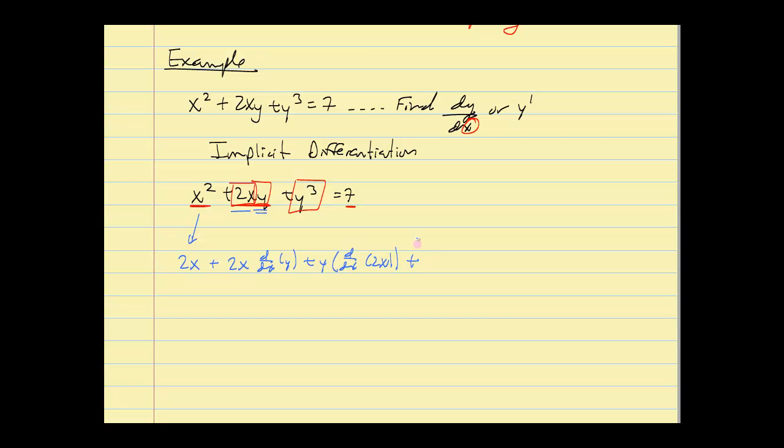Okay, the derivative of y cubed is 3y squared, but I just took the derivative of y with respect to another variable. So if you want to look at it like this, I'm actually using the chain rule. The derivative of the outside is 3, bring the 3 down, decrease the exponent by 1, and the derivative of y with respect to x is the derivative of the inside, that's my dy dx. The derivative of 7 is 0.